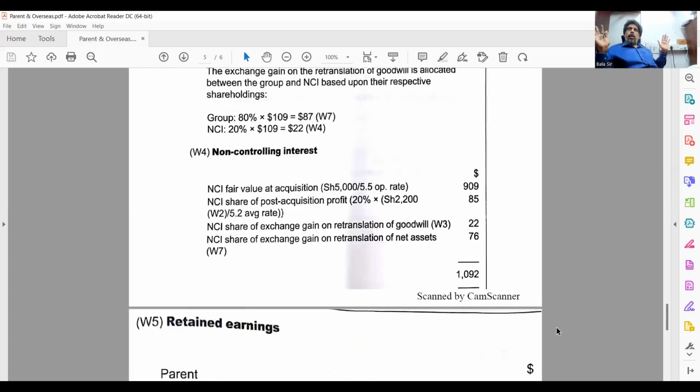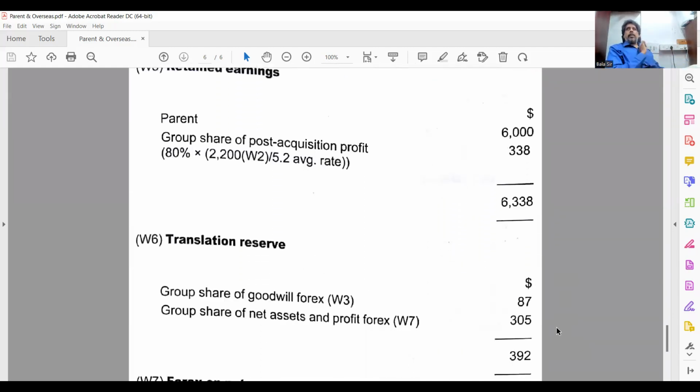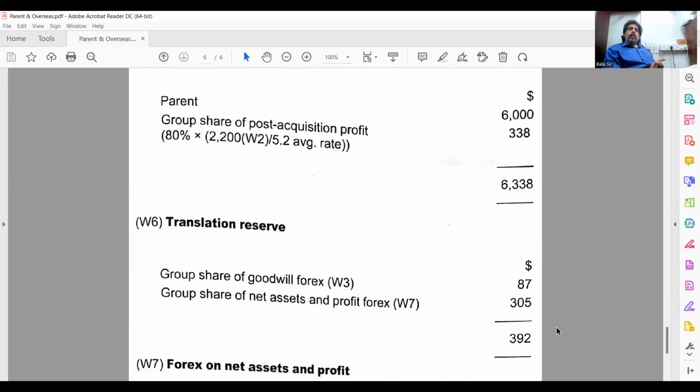Now let's go to working note number 6. It is nothing but the amount to be shown as FCTR on the balance sheet that belongs to the parent entity. Got it? So under translation reserve adjustment, that is working note number 6. You can take $381 into 80%. How much? $305. And also on goodwill, remember $109 into 80%. How much? 87. Adding both, $392. That is the amount to be shown in the balance sheet as other equity.